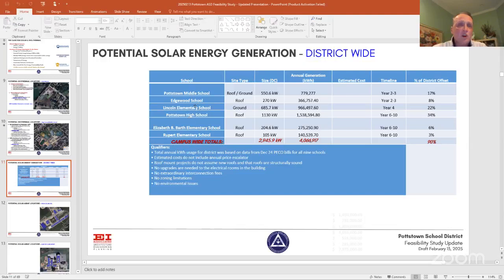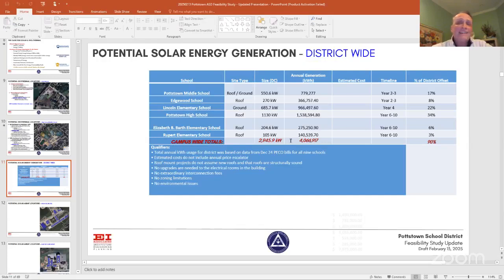So you can see on the chart here, we targeted certain buildings. We have Edgewood on there with a roof type system. We have the middle school, we have Lincoln Elementary School, the high school, Barth, Rupert. And what we found going through, again, the initial high altitude analysis is that we can at least get up to 90% with what we know.